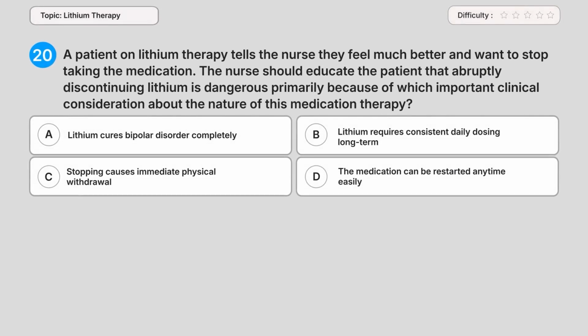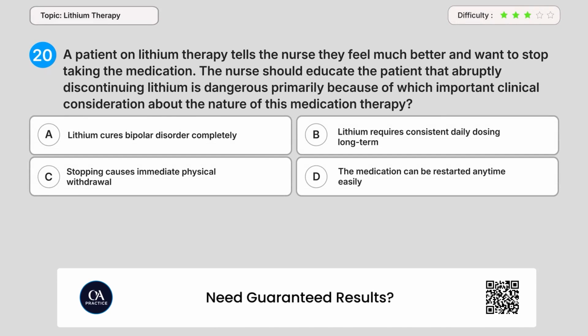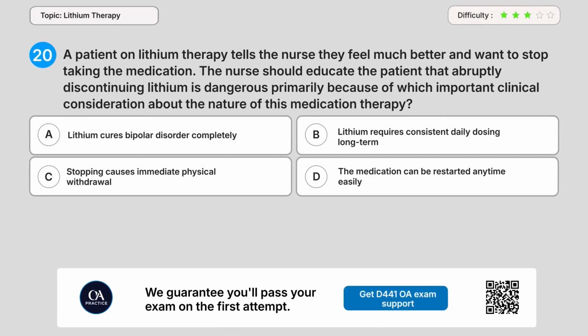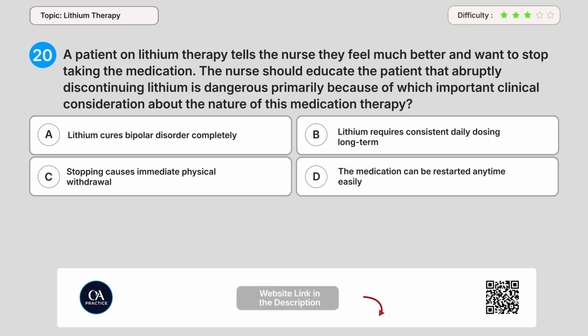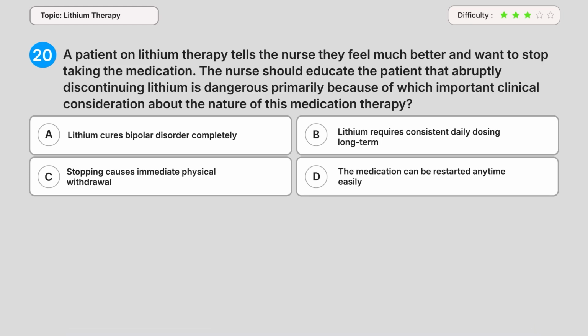20. A patient on lithium therapy tells the nurse they feel much better and want to stop taking the medication. The nurse should educate the patient that abruptly discontinuing lithium is dangerous primarily because of which important clinical consideration about the nature of this medication therapy. A. Lithium cures bipolar disorder completely. B. Lithium requires consistent daily dosing long-term. C. Stopping causes immediate physical withdrawal. D. The medication can be restarted anytime easily. Do you know the answer?